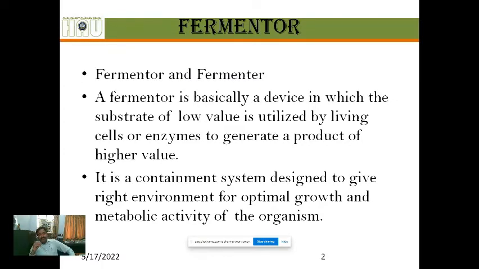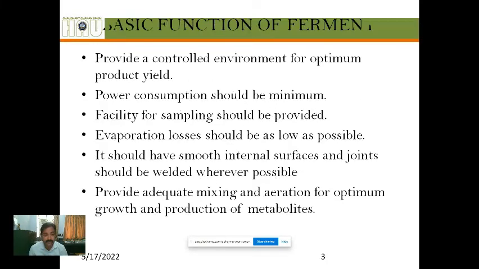So, a fermenter is basically a device in which substrate of low value is utilized by living cells or enzymes to generate a product of high value. It's a containment system, designed to provide the right environment for optimal growth and metabolic activity of the organism. Now, we will go deep into this. This can be open as well as closed.